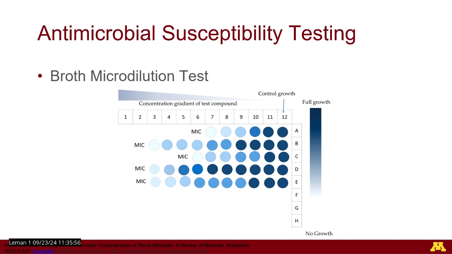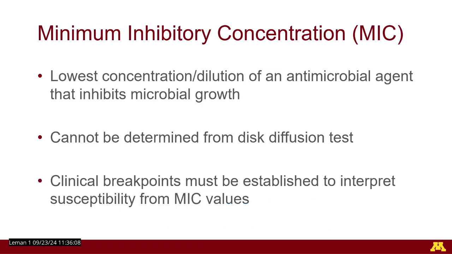And so then you start with a control, making sure that the bug actually grows in the broth, and then titrate that out and figure out at what point you have no more bacterial growth, and that would be your inhibitory concentration. That would be the lowest dilution at which you can stop that microbial growth.